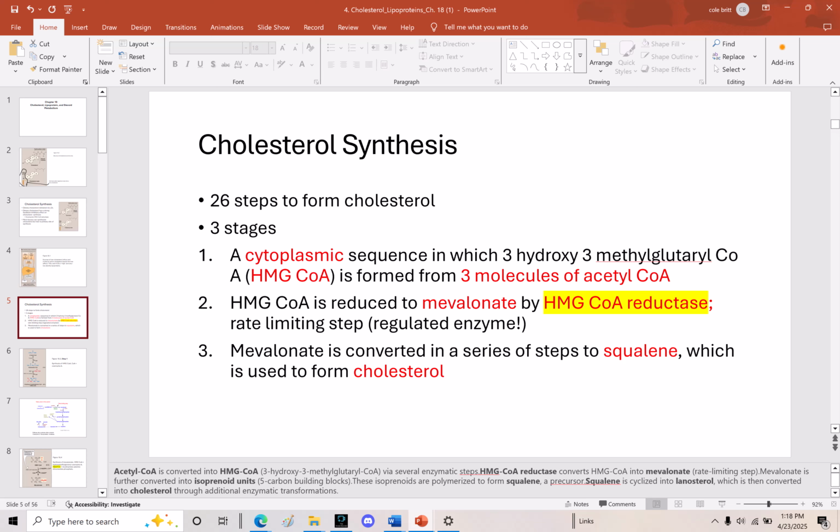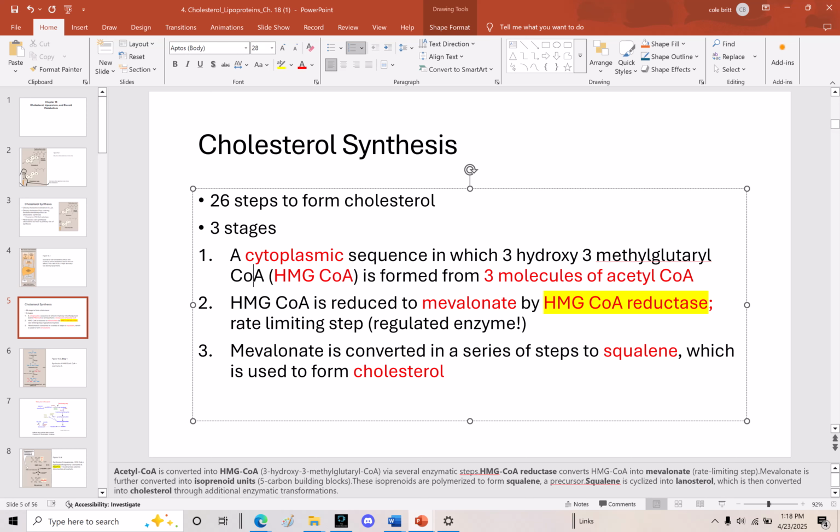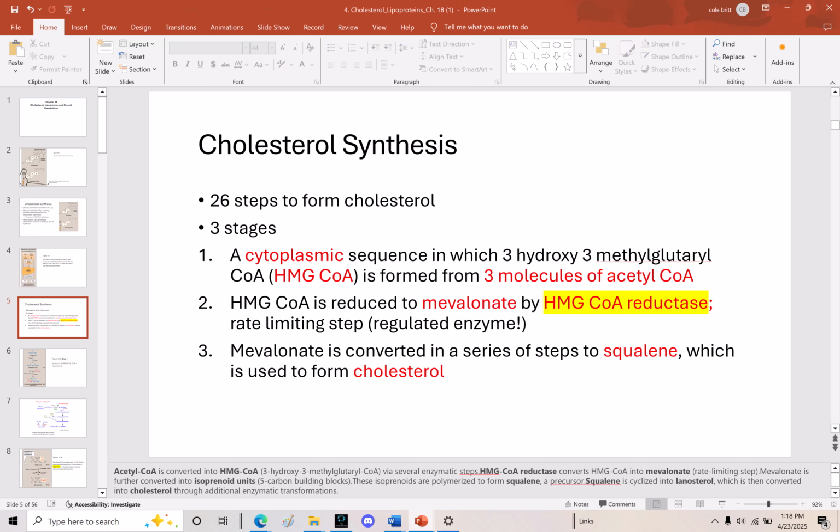The first step is where we make 3-hydroxy-3-methylglutaryl-CoA. In other words, this is HMG-CoA. And in fact, I always kind of forget the name. I say HMG-CoA so much, but hydroxymethylglutaryl-CoA is the full name. How do we make it? We make it using 3 molecules of acetyl-CoA. So we need 3 molecules of acetyl-CoA to begin the process.